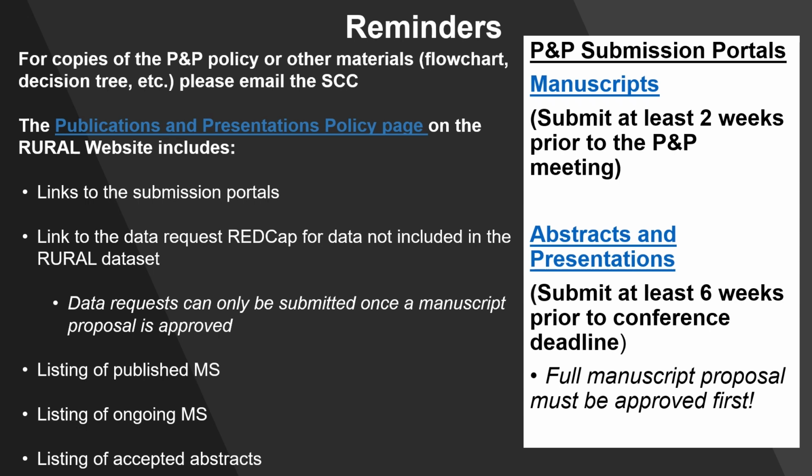We have two separate submission portals. One is for manuscripts, and we ask that you submit manuscript proposals or drafts at least 2 weeks prior to a P&P meeting. This ensures there's adequate time to find a primary reviewer. We also have a separate portal for abstracts, and we ask that you start this process at least 6 weeks prior to a conference deadline.